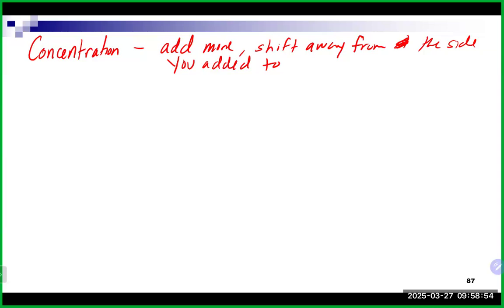When we're talking about sides, we're obviously talking about the balanced equation. There's not really arrows and stuff in the beaker or anything like that. So when we think of the equation, that's when we're talking about left-hand side or right-hand side. The other thing that you could do is remove some concentration, and that usually will shift towards the side you removed.